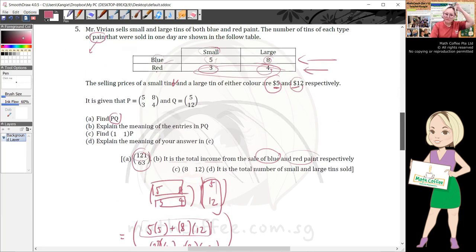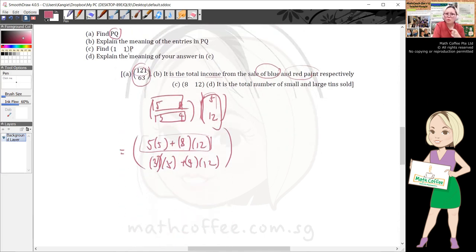They say find 1, 1 and P. So what does 1, 1 P mean? Okay, if you don't know, never mind. We can just work it out. See, I'm going to put the 1, 1. And what is my P?